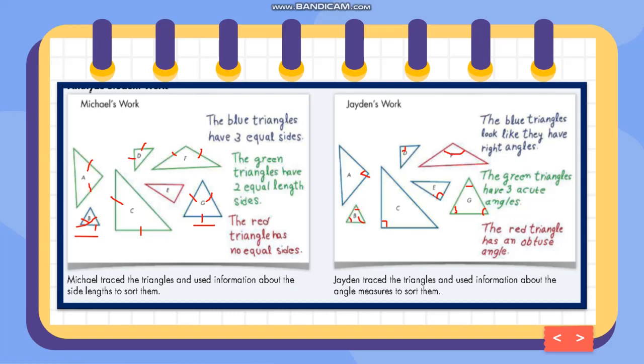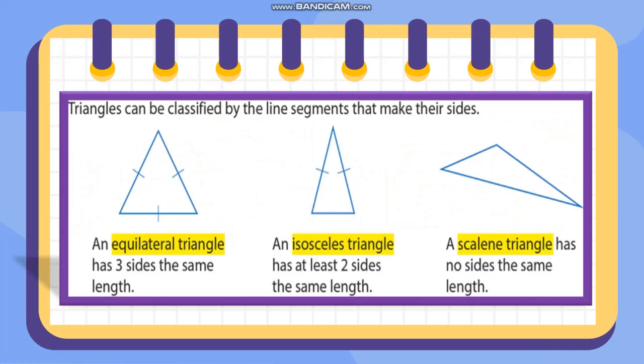So as you can see, for Michael's work, he identified the different kinds of triangles according to their sides, and for Jaden's work, he classified the triangles according to their angles. So those are the two classifications of triangles that we're going to focus on. Classify triangles according to their sides and classify triangles according to their angles. Now, what are the triangles that can be classified according to their sides?